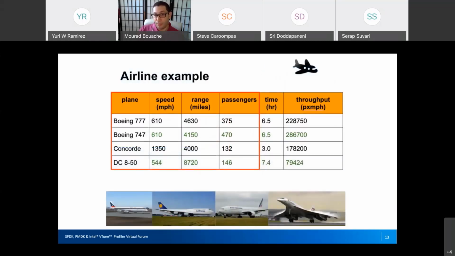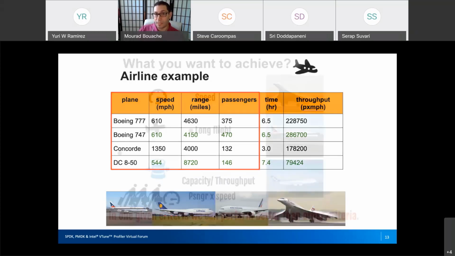If you go with the different planes here, you have different characteristics between speed, range, passengers, and time, and we can use throughput here as part of the metrics that we usually use in performance, but we can connect it with real life. So these are the planes, and these are the characteristics of each plane. This is from the perspective of an airplane company. You need to decide which one you need to buy, depending on what you want to do.